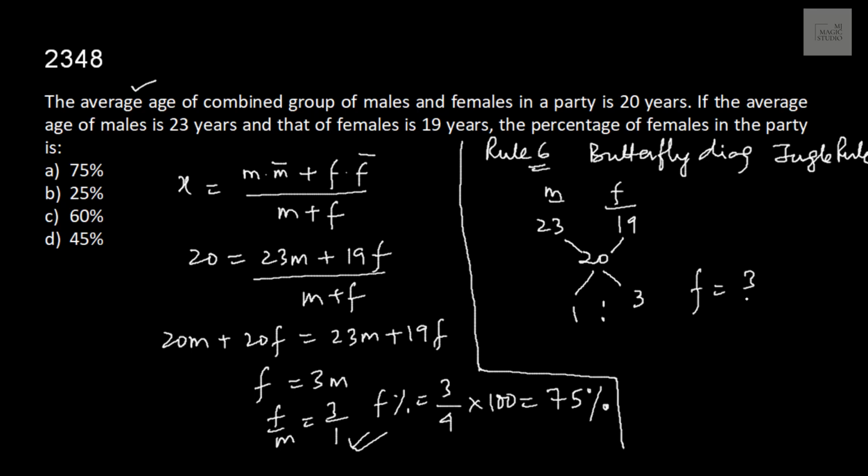So female is 3 by 3 plus 1, that is 4. 3/4 of the total is 75%, obviously after you have multiplied this by 100. So 75% features in option A, and option A is the answer.